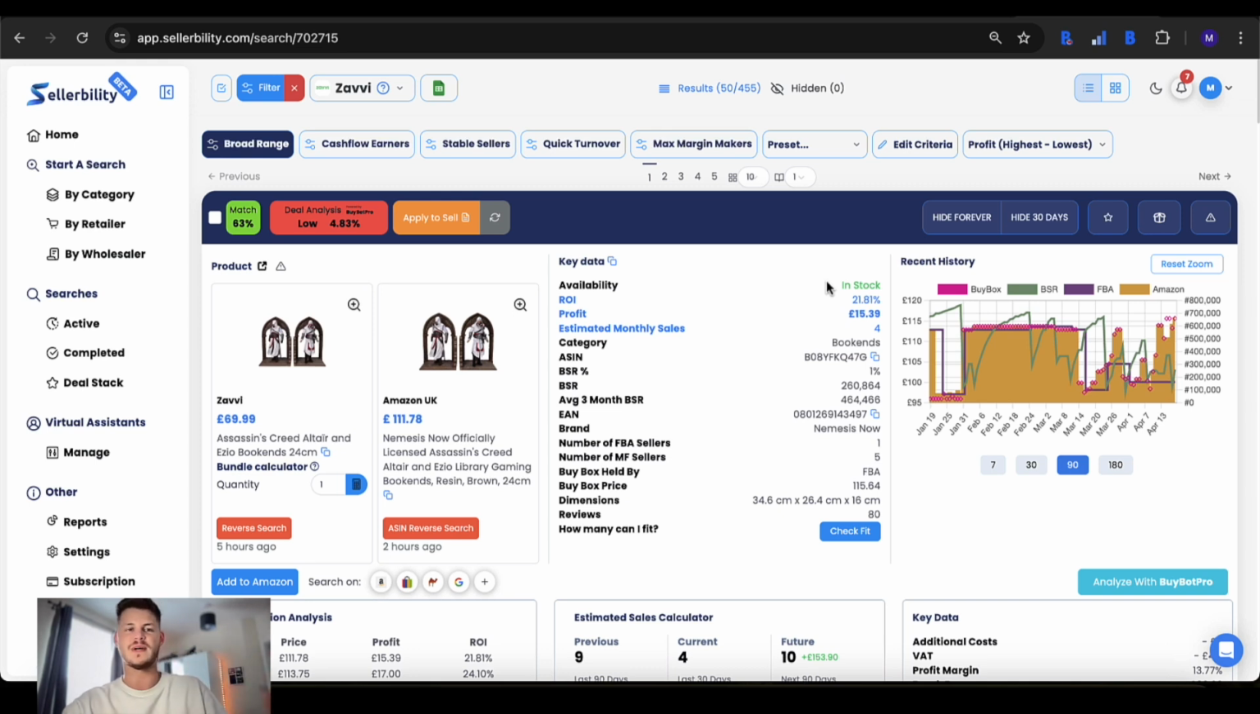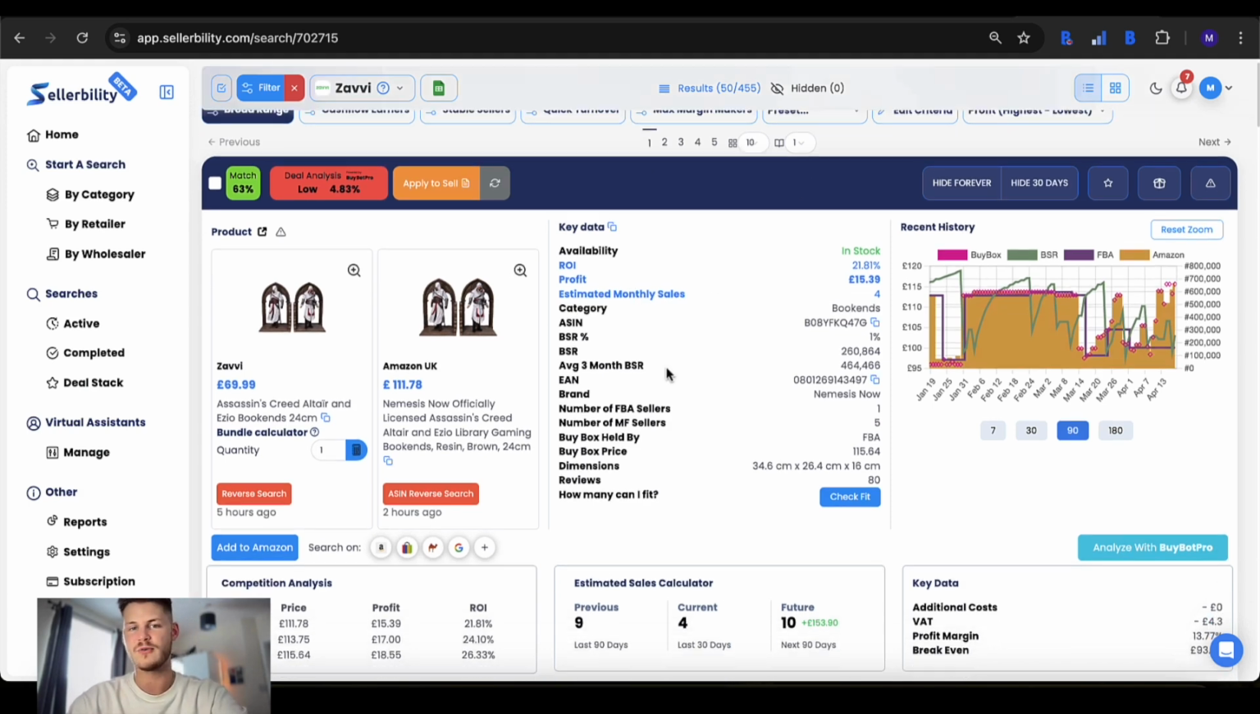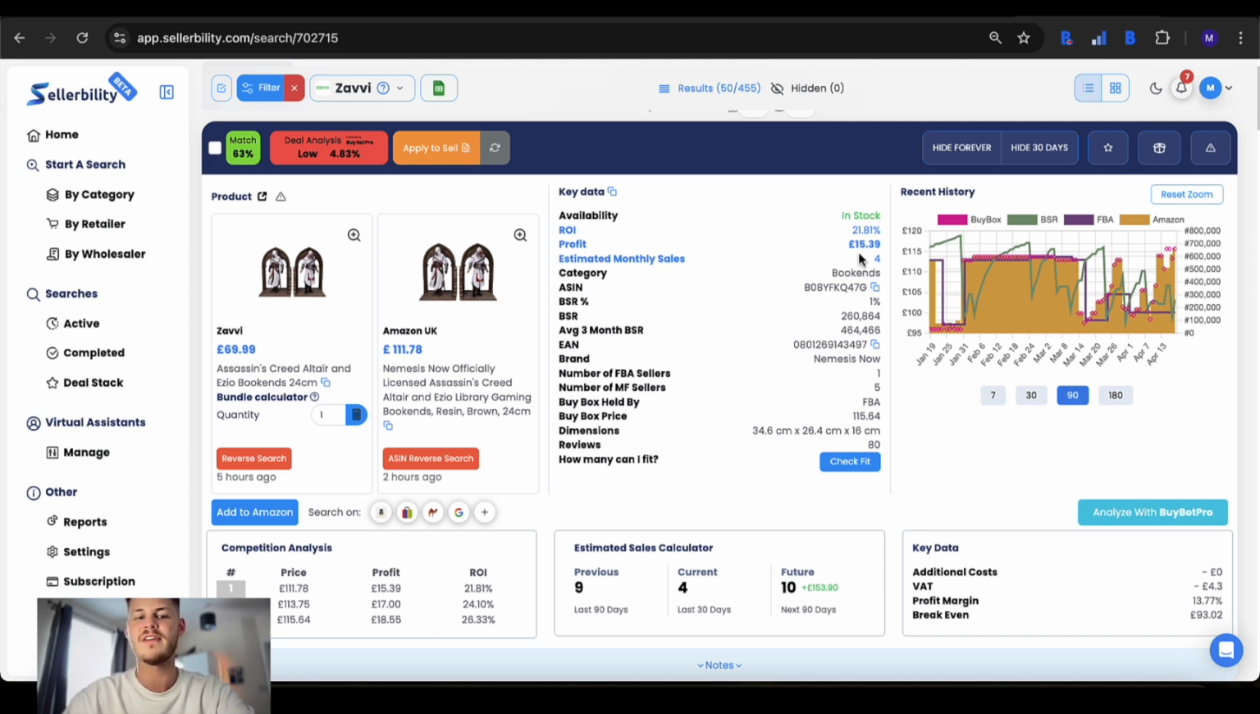So I just wanted to quickly look at a store's list of results to have a look at what the difference is between something with a high profit and something with a high volume of sales. So we have already sorted all of the products from Zarvie in terms of profit highest to lowest. Now, if we look at the one with the highest profit, we have £15.39 profit. Okay. However, the estimated monthly sales are at 4.